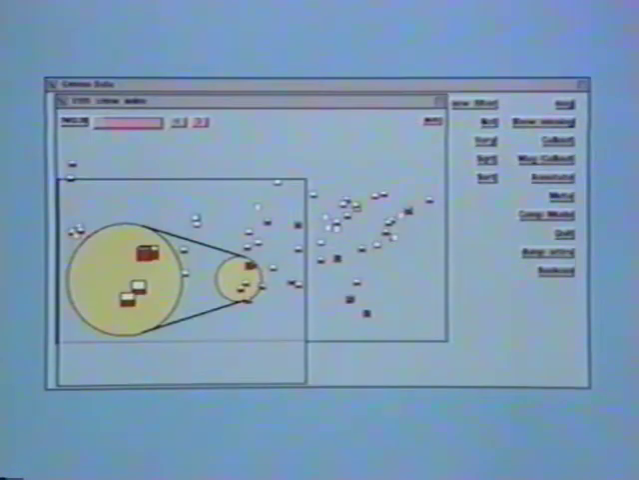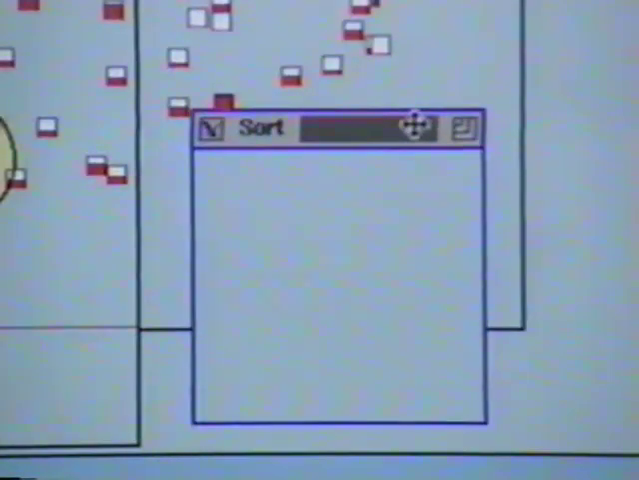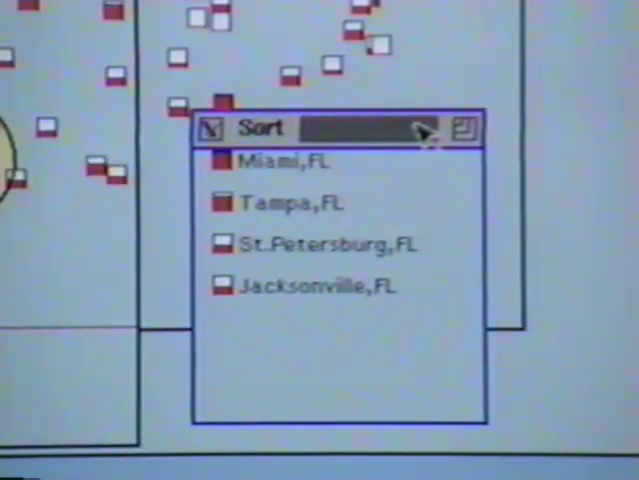We can also use lenses to perform computations. For example, this lens sorts the values returned by the lens below. We can see that of the cities in Florida, Jacksonville has the lowest crime rate and Miami has the highest.